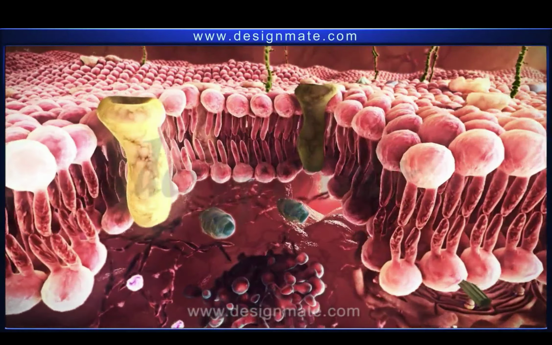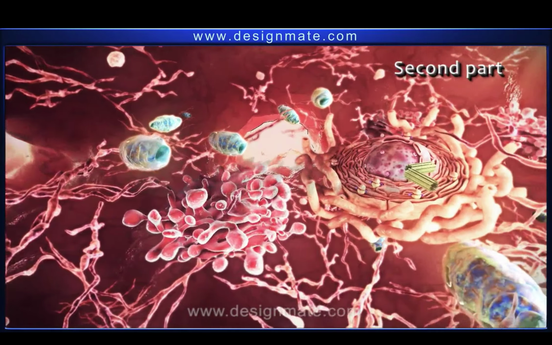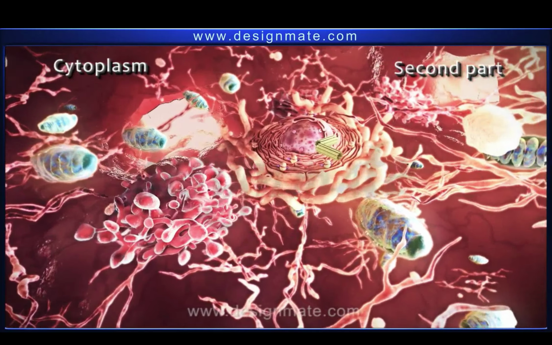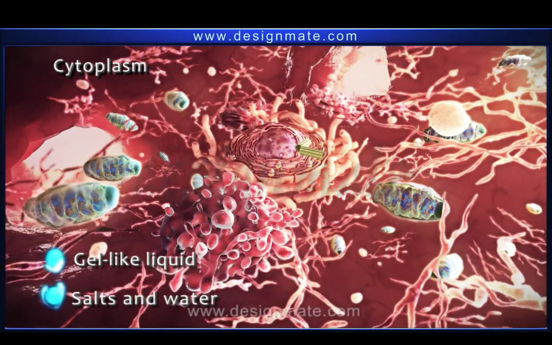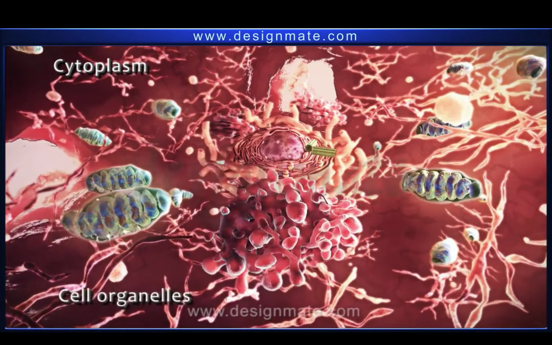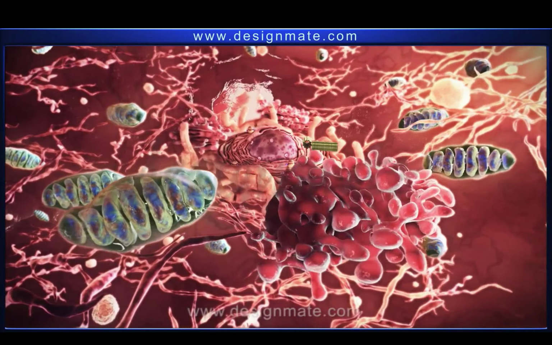As we move inside the cell, we see the second important part of the cell, which is the cytoplasm. This cytoplasm is a gel-like liquid and is essentially salts and water. Various cell organelles and organic molecules remain suspended in it.